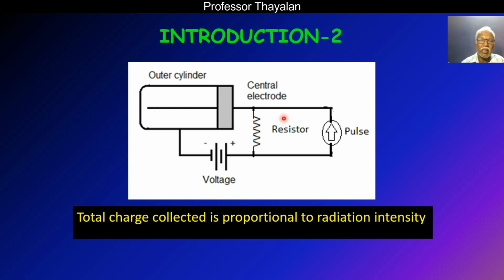So this is another format of the diagram, in which you can see the active volume of the ionization chamber. The central one is called the anode. It is connected through the circuit to an ammeter. The outer electrode is called the cathode. Generally it is in cylindrical form. So the net objective here is that the total charge collected is proportional to radiation intensity. That means the higher the radiation intensity, the higher the charge collection in the active volume. The lower the radiation intensity, the lower the charge collected in the active volume.